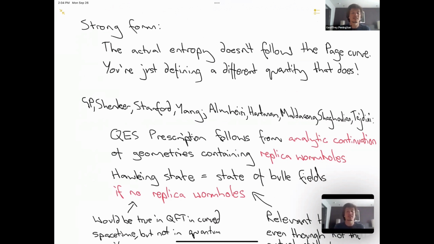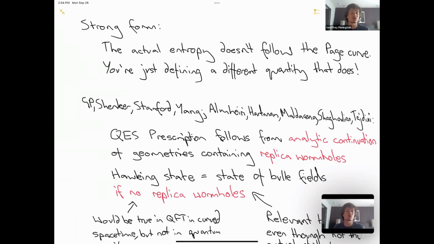Mathematically, what is happening here is that the computation being done is a so-called replica computation, where you compute the trace of rho to the n, some quantity on multiple copies of the system, and that quantity actually involves geometries that contain so-called replica wormholes, which are wormholes connecting the different copies of your geometry. And then you do a mathematical analytic continuation of that answer in order to get an entanglement entropy.